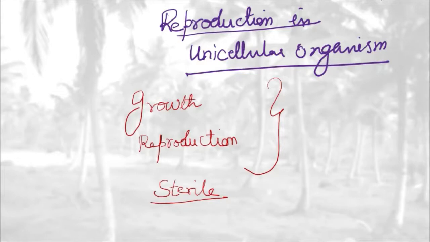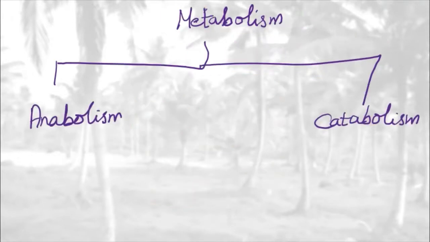Now let's move on to metabolism. Metabolism means the sum total of various biochemical actions that happen within the cell. That is called metabolism. There are two types of metabolism. It always happens within the cell. So let me give you the definition once again: metabolism is the sum total of various biochemical reactions occurring within the cell.